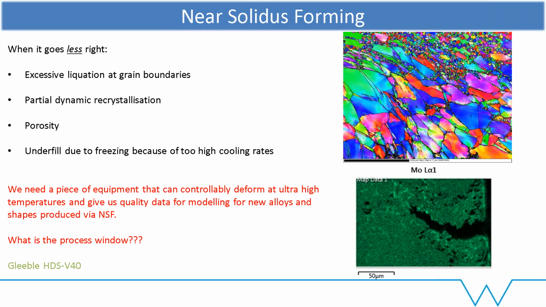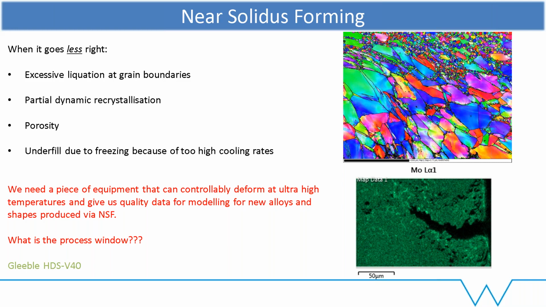When things go less right, I originally put when things go wrong, but I think I prefer to go with less right. We can form excessive liquation at the grain boundaries. This is not particularly great. We can get partial dynamic recrystallization, you can see by the EBSD trace on the top right. We can get porosity, or if we go too cold, then we get freezing and underfill.